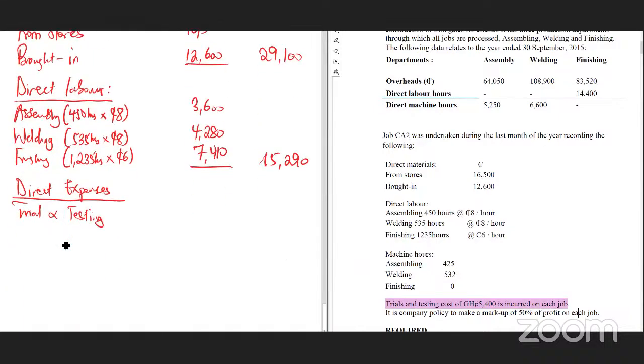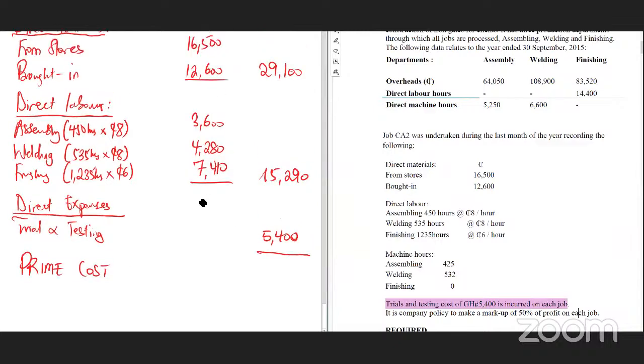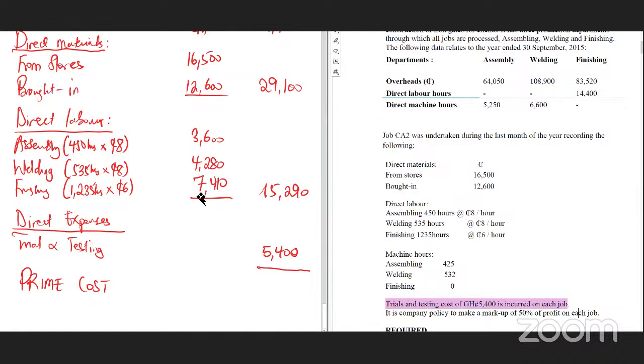So under trial and testing, I would end up with 5,400 for each job, right? And we are doing one single job, so we incur a cost of 5,400. So if I put together all the direct costs, they sum up to our prime cost. So let's add everything together. We have 29,100 plus 15,290 plus 5,400, and that gives us 49,790. Okay, now that is our prime cost.